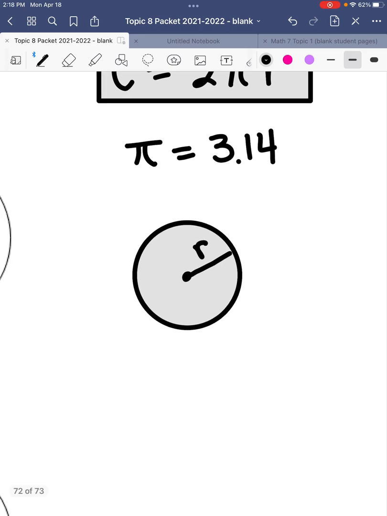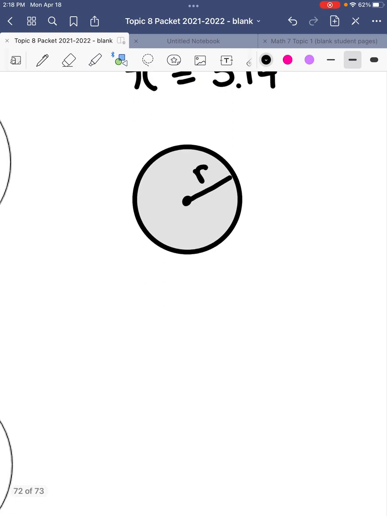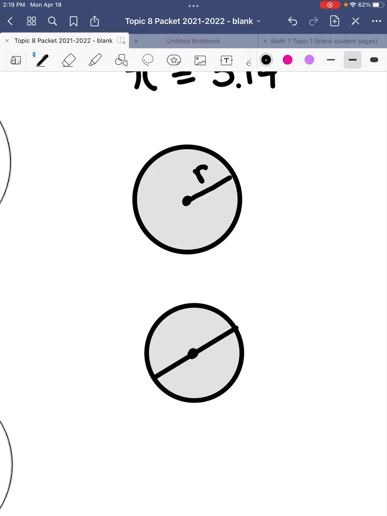However, sometimes we will see circles, I'm going to see if I can draw another good circle here. Let's see. That looks pretty good. Where we see a line going all the way across, so it goes even through the center and extends to the other side. Okay, so that line is called the diameter. It goes all the way across the circle.